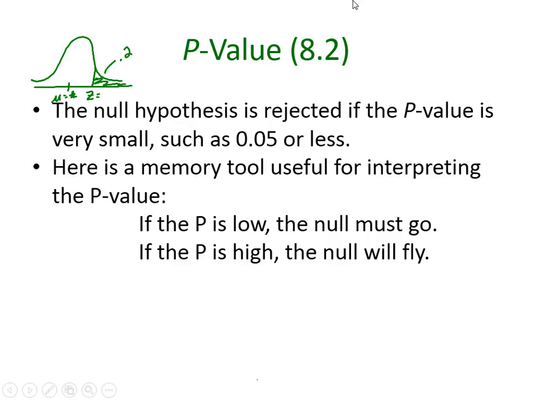If my p-value is low, then that null must go. I have to reject my original statement. On the other hand, if my p is high, the null will fly. I will fail to reject that null hypothesis.